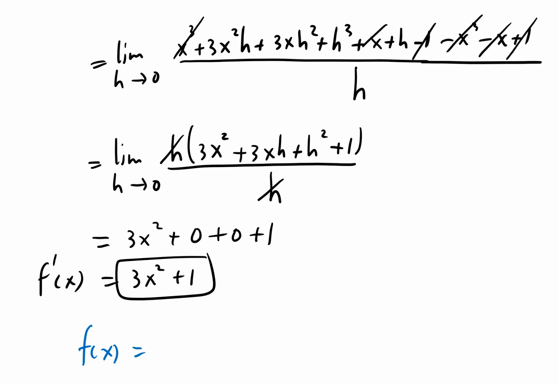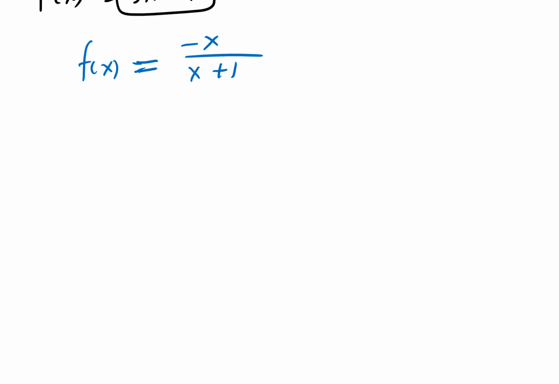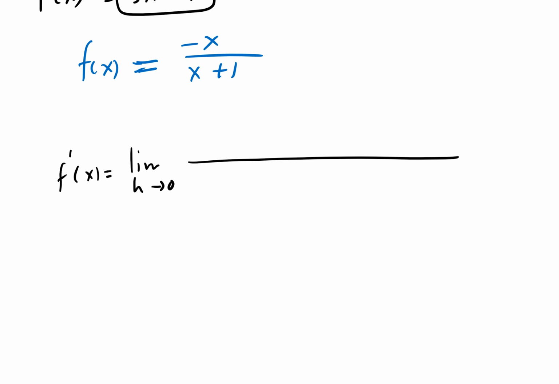After you finish this, we're going to find the derivative for this second function. So we're going to apply the same definition to this function right here. So f prime of x is given by the limit as h goes to 0 of f of x plus h. What I'm going to do is replace every x with x plus h over x plus h plus 1, minus the function itself, all over h.